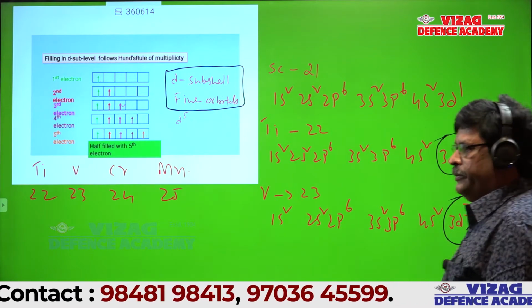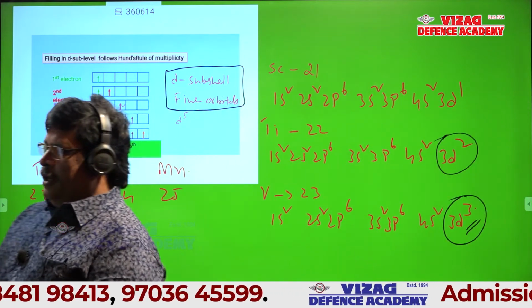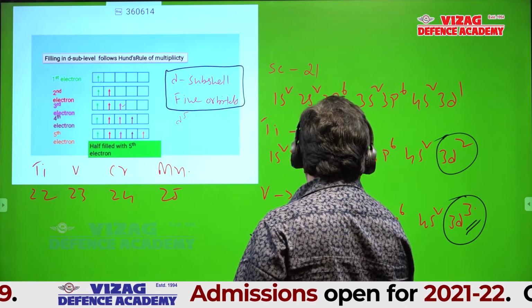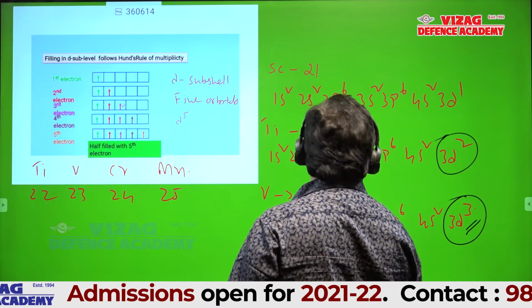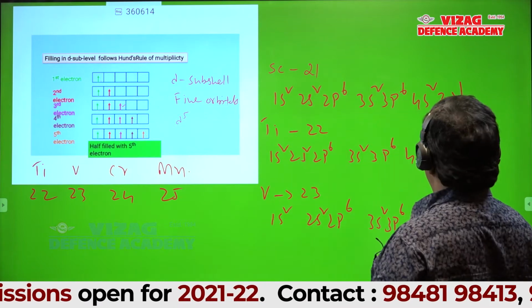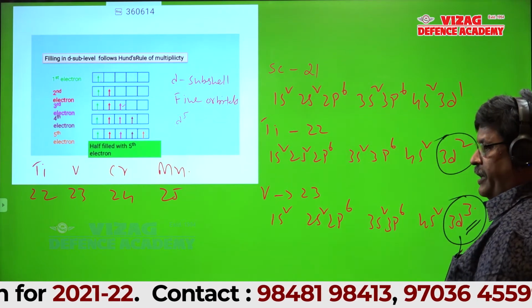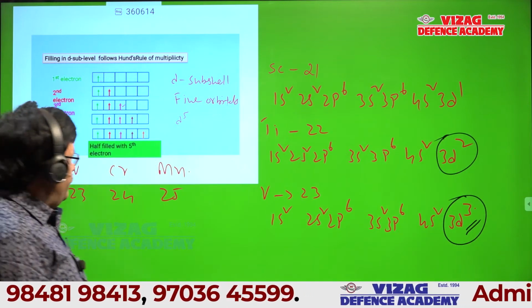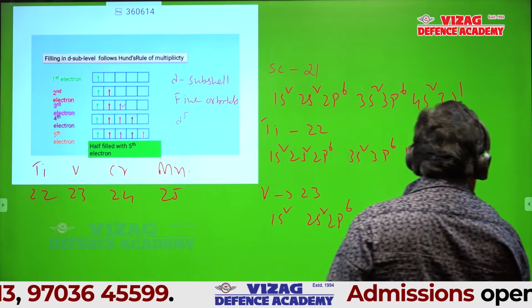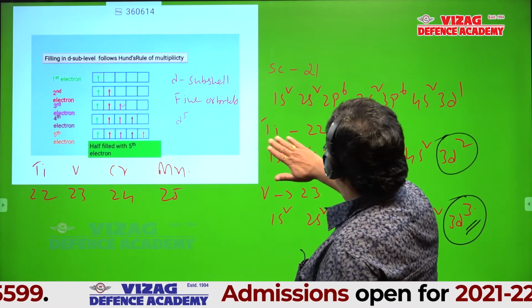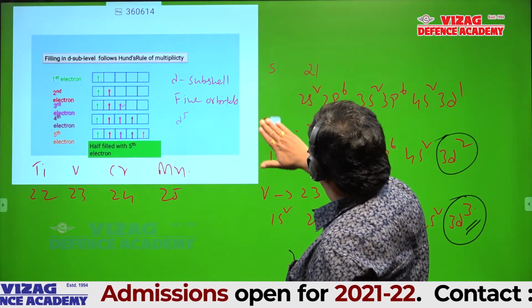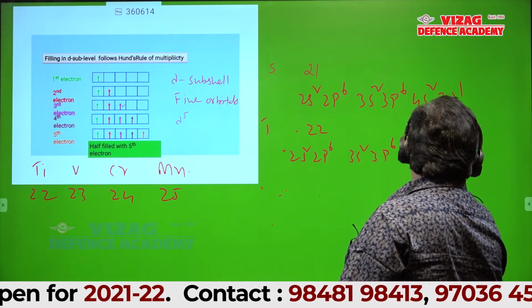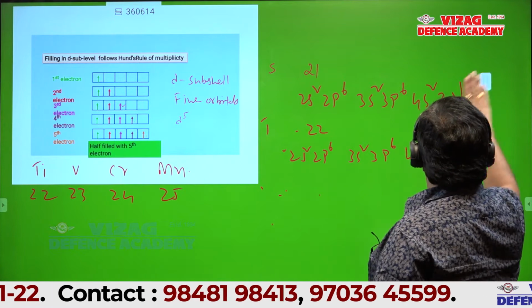Cobalt, nickel, copper, zinc. Now I'll go to the next slide. Wait, sir, 1 minute. Has everyone completed this up to vanadium? Yes, sir. Right. Now, can you write for chromium and manganese?